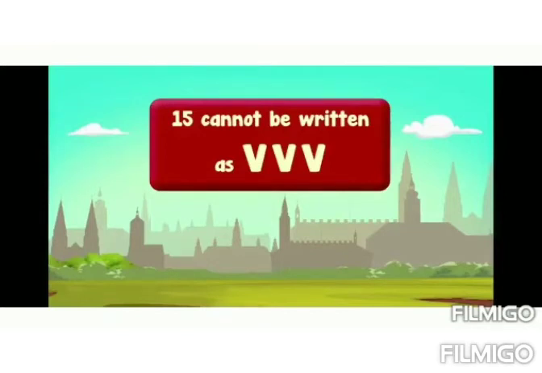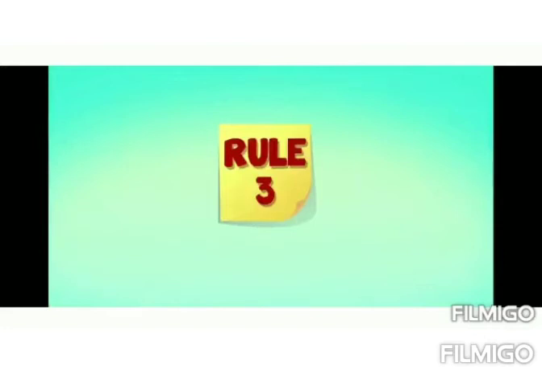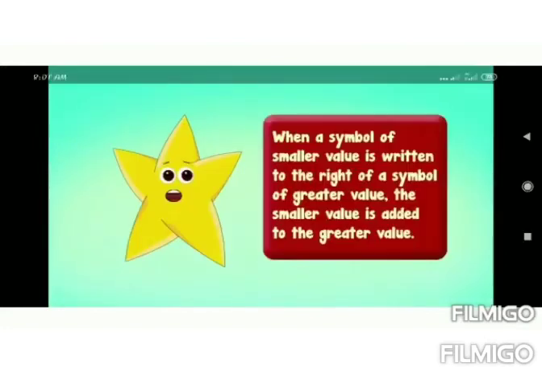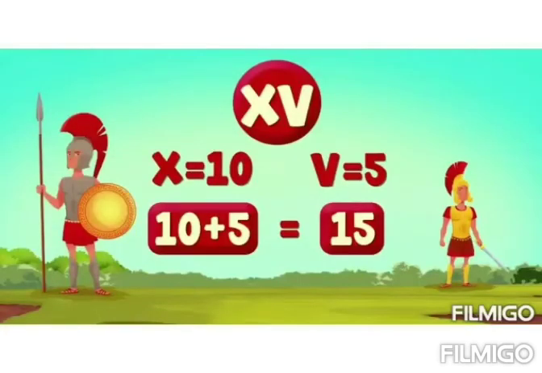For that, we have to see rule number 3. The rule number 3 is when a symbol of smaller value is written to the right of a symbol of greater value, the smaller value is added to the greater value. For example, XV. Here X is 10 and V is 5. The smaller number 5 is to the right of the greater number 10. Hence, it should be added to the greater number. So 10 plus 5 equals 15. Hence, 15 is written as XV.